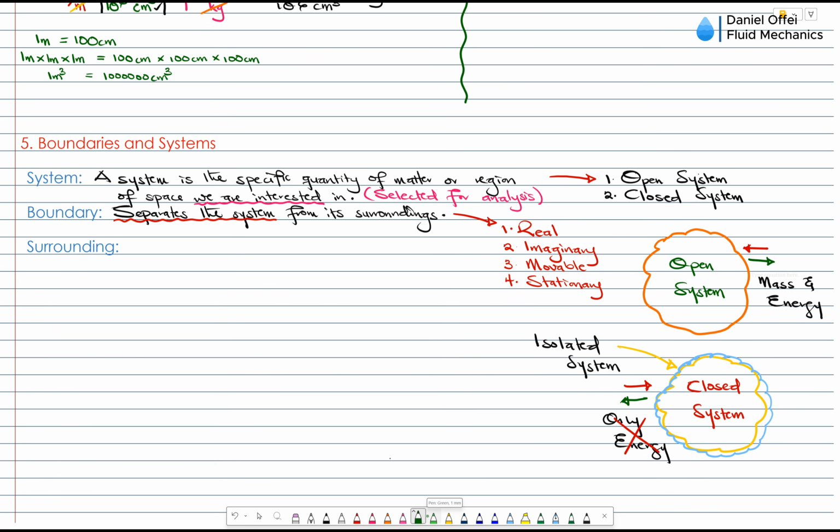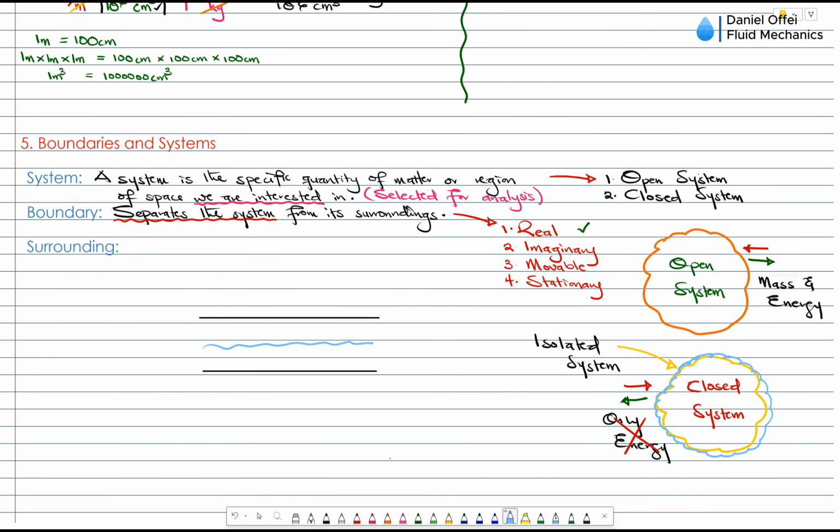An example of the real boundary is the walls in which we find ourselves. So if my room is my system, then the walls become my boundary, and that is something that I can see and touch. So it is a real boundary.